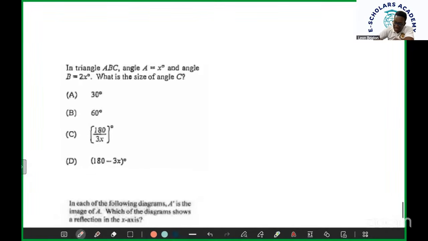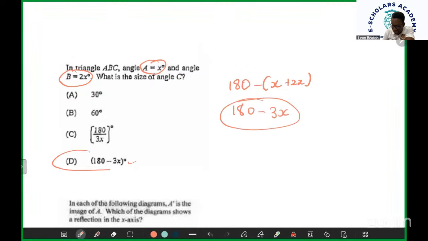All right, in triangle ABC, angle A is equal to x, angle B is equal to 2x. What is the size of angle C? By looking at this, I can already know the answer. I already know it's D, but let's work it out. In a triangle, the angles add up to 180. So it will be 180 subtract the size of angle A, which is x, plus the size of angle B, which is 2x. So x plus 2x would be 3x, so 180 minus 3x. That would give me the size of the remaining angle. So D is the answer. Nice and easy.